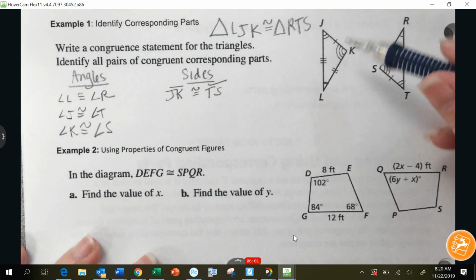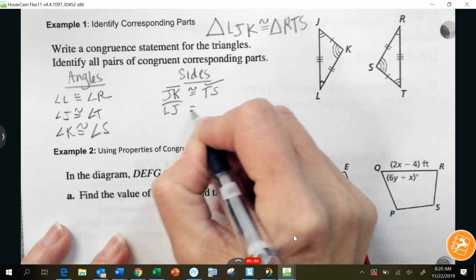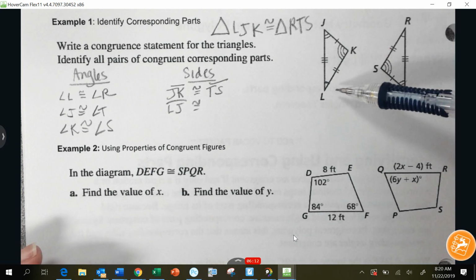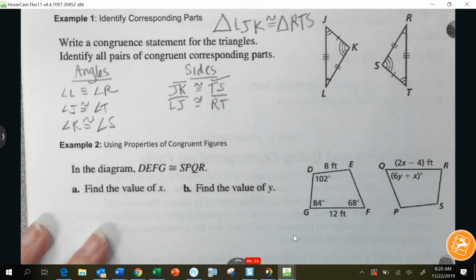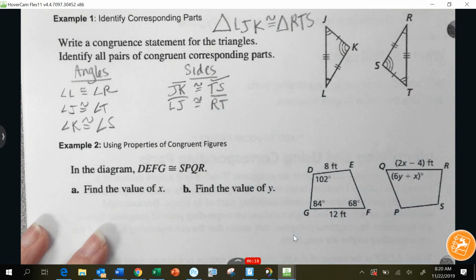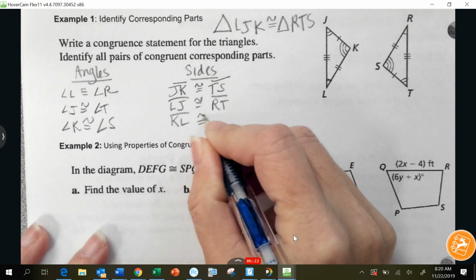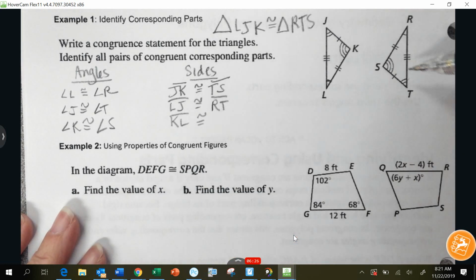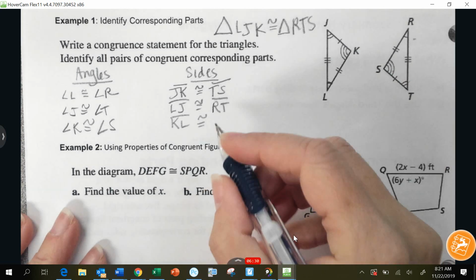All right, how about if I do LJ? Alex, if I do LJ, what's the next one going to be? RT. And what's the other one I haven't done? KL. So if I do from 3 arcs to 1 arc, I'm going to have to go from 3 arcs to 1 arc. Donovan, what segment would that be?